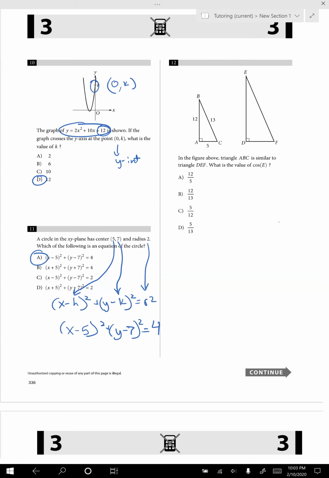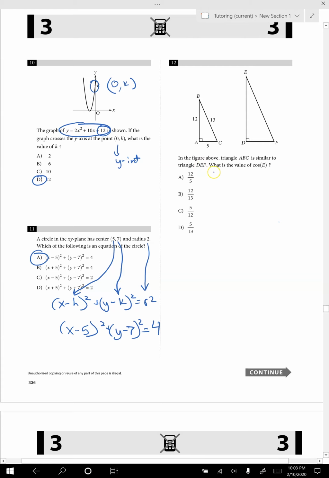Number 12. I see two triangles here of different sizes. That means there's probably some sort of similarity relationship between the two triangles, and there might even be some sort of trig ratio involved. There will be a proportion of some kind. It might be trig, it might not be. So let's see what we have.